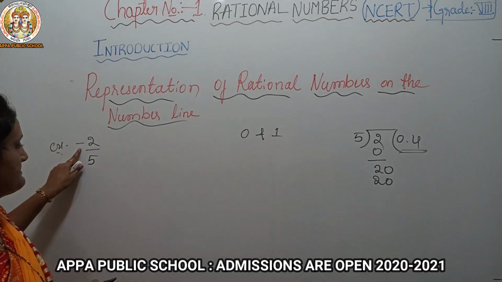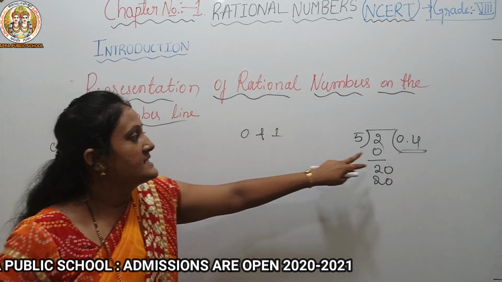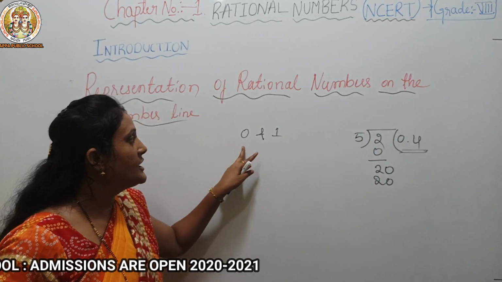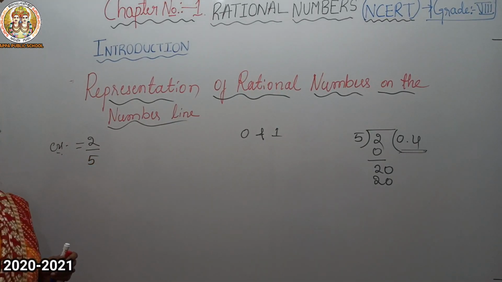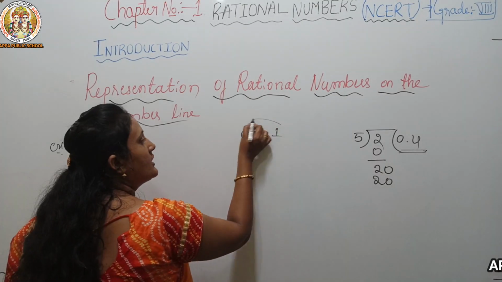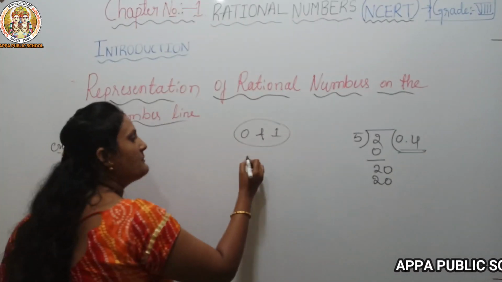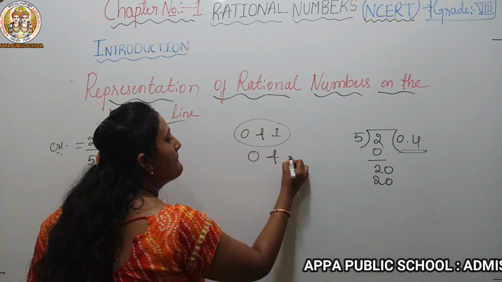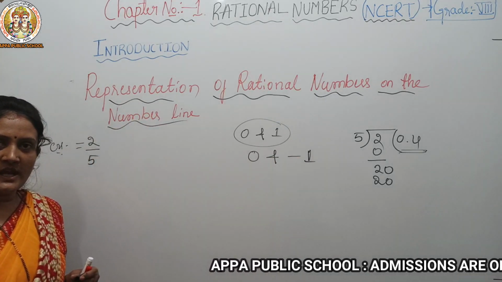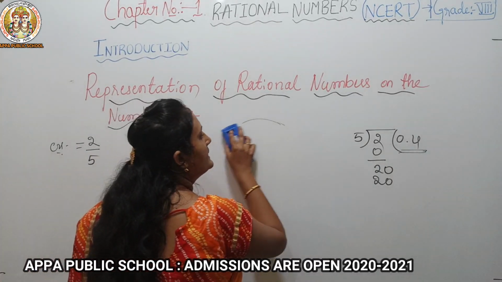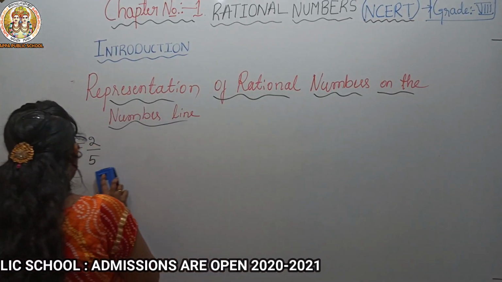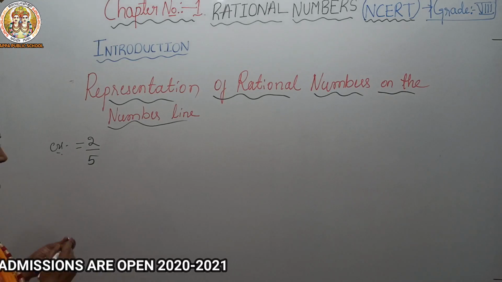So this number will come between 0 and 1. Don't look at the minus for now, we'll see it afterwards. But one thing we can see here is that it is negative. That's why it will not come between 0 and 1. It will come between 0 and -1. So how can we represent it? We'll check.